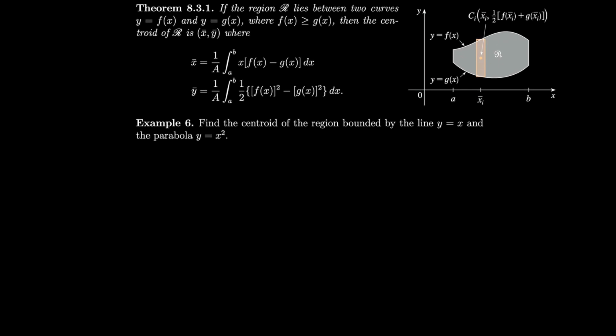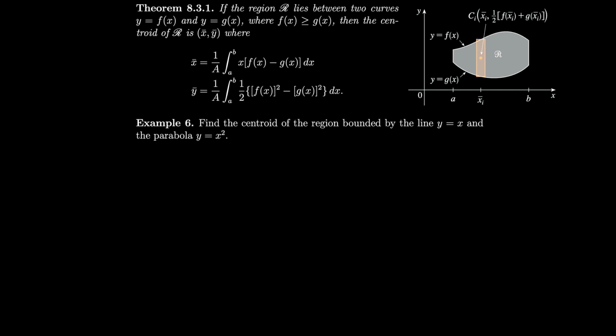If the region R lies between two curves, y equals f of x and y equals g of x, where f is bigger than g, then the centroid is x bar, y bar, where x bar is now x times the difference. That makes sense because we just replace the f of x dx with f minus g, because that's how we got the areas between curves to begin with. This one looks a little bit more confusing, though, for y bar. So let's see if we can see why that one makes sense.